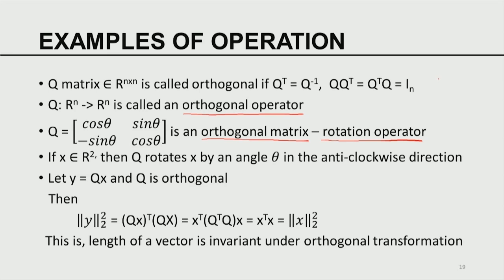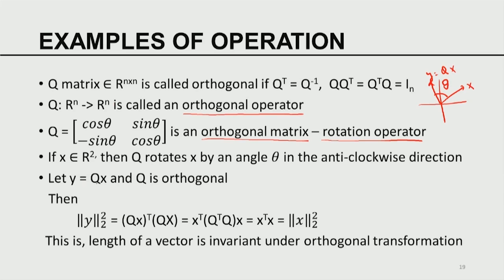So what does it mean? If you have a vector x, and you multiply the vector by Q, you get the vector y, where y is equal to Q times x. The length of x and the length of y are the same. So this is called a rotation operator. Rotation operators are generally represented by orthogonal matrices. So if you multiply a vector in R2 by Q, you rotate the vector by an angle theta. The theta by which you rotate is the theta that comes in Q: cosine theta, sine theta, minus sine theta, cosine theta are the four elements of the 2 by 2 matrix.